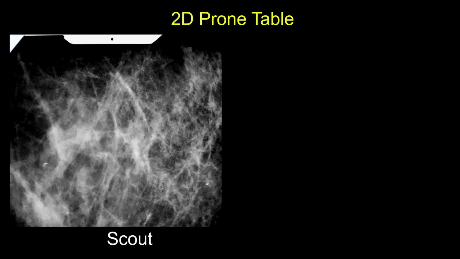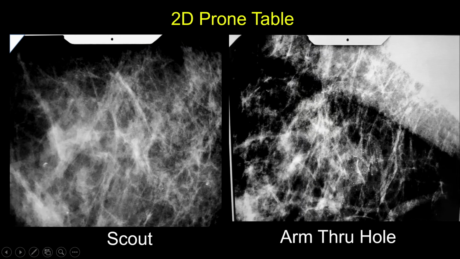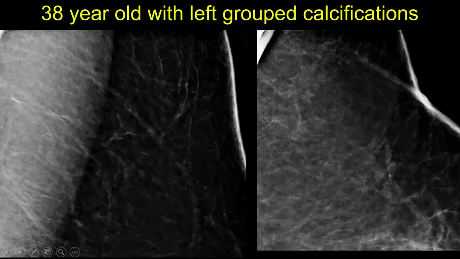So here is a 2D scout using the lateral approach, and you cannot see your target. Of course, you need to zoom in, check your landmark, make sure you are in the right area, make sure you are posterior enough, and also make sure that the reference bar does not obscure your target. When that fails, here is an example where we go to the arm through the hole and we successfully pull our target into the biopsy window.